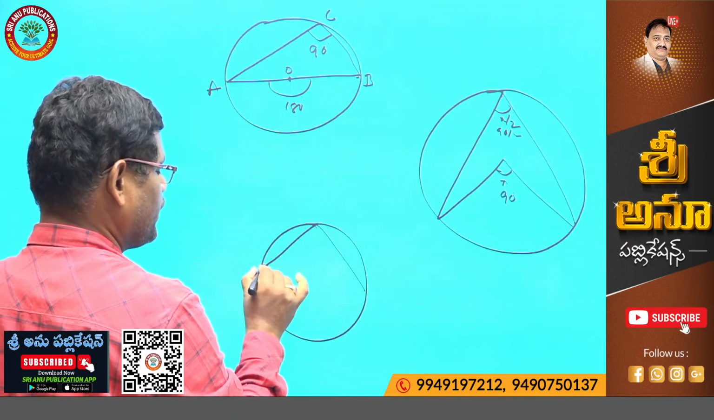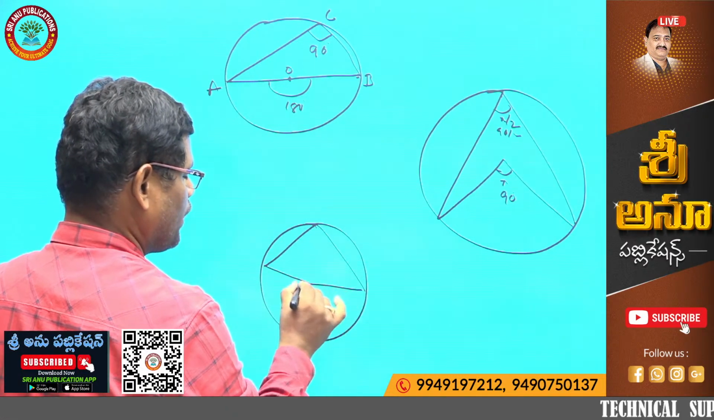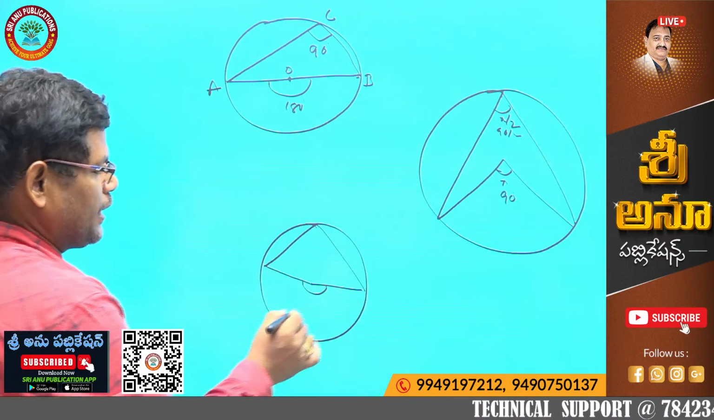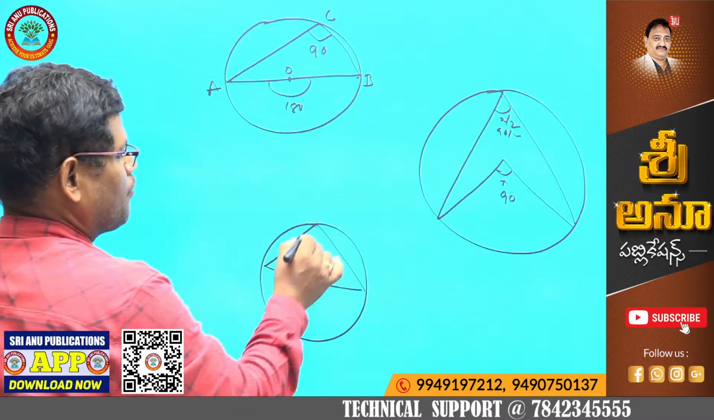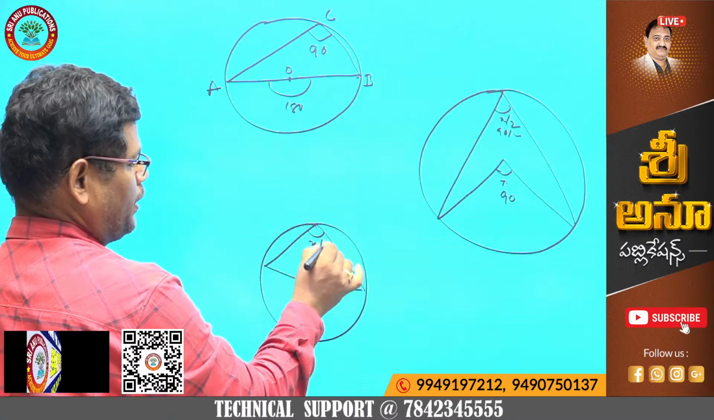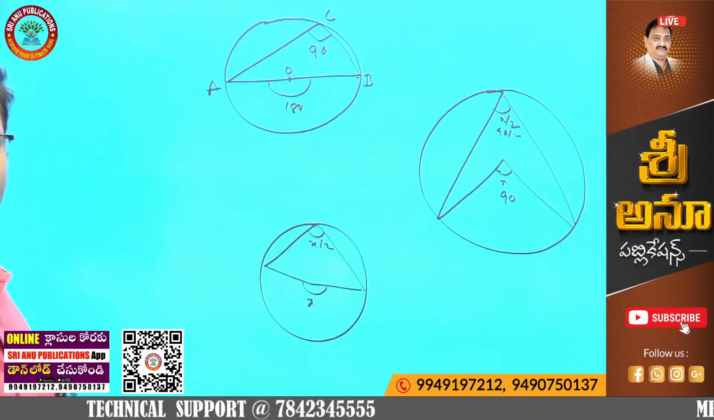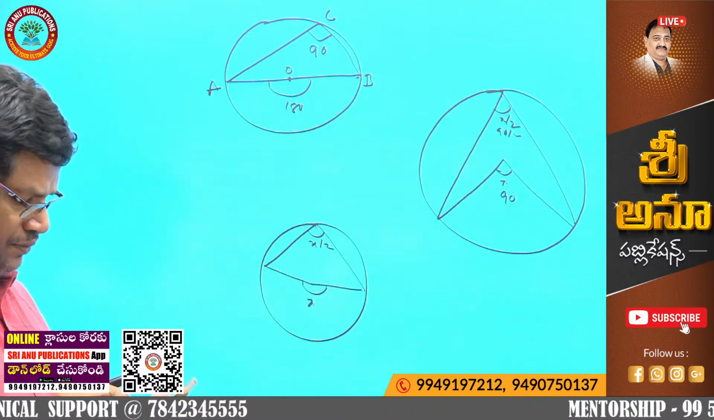Fixed point we are taking here. Okay, what is the angle here? Suppose you are taking x. We are taking the x. And what is the angle here? Here also will be x by 2. Here we can observe that three types.